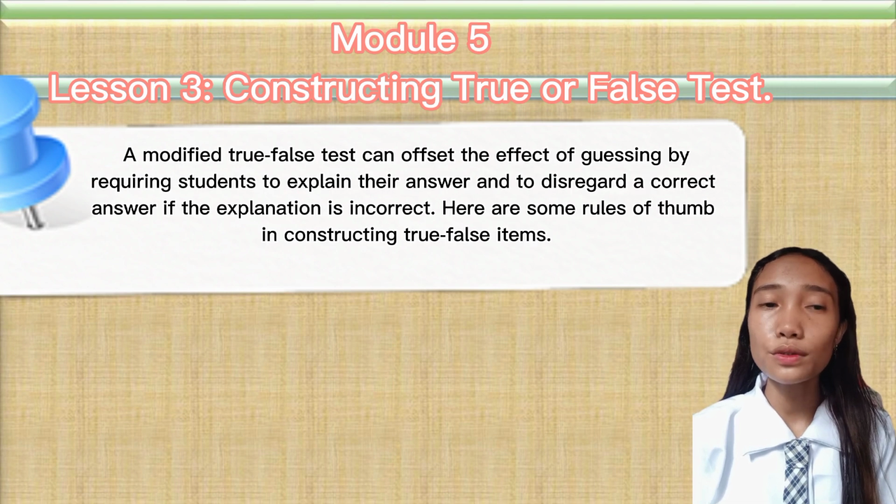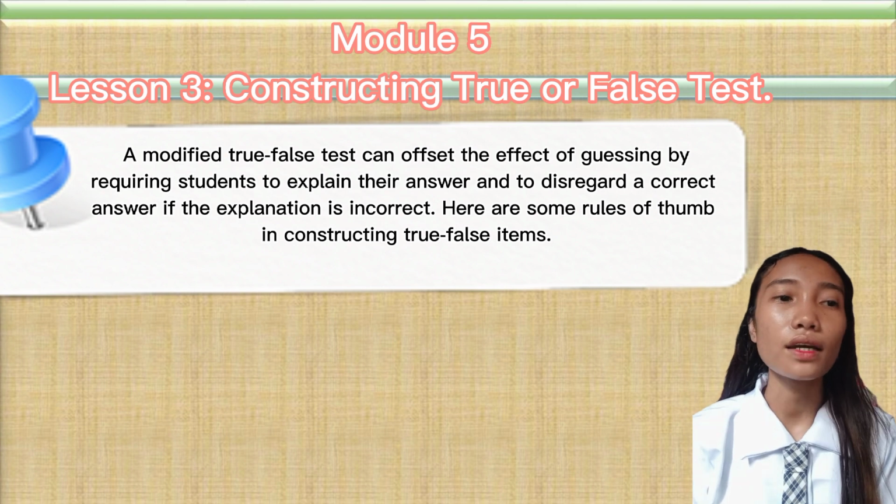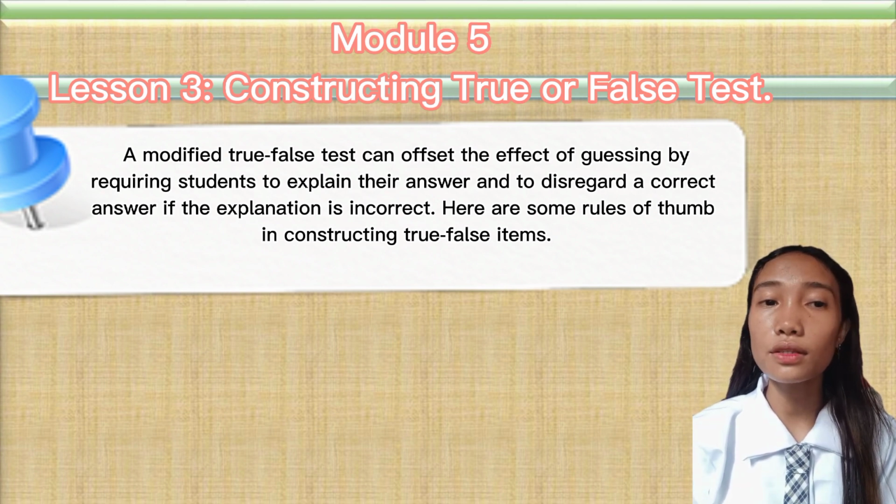A modified true-false test can offset the effect of guessing by requiring students to explain their answer and to disregard a correct answer if the explanation is incorrect. Here are some rules of thumb in constructing true-false items.